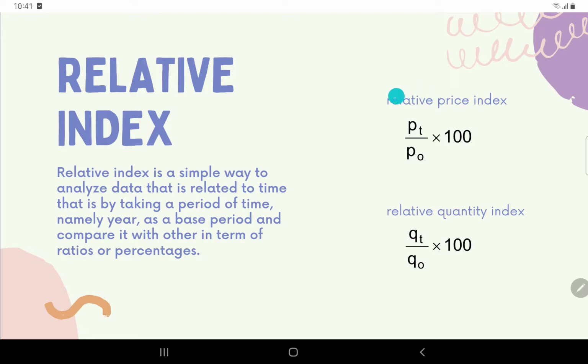So this is the formula for relative price index. Okay, PT divided by P0, meaning that the price index for current year divided by price index for base year times 100. Okay, current year, and this is the price index for base year. Okay, then second one is formula for relative quantity index. Okay, the quantity index for current year divide by quantity index for base year, and then times with 100.